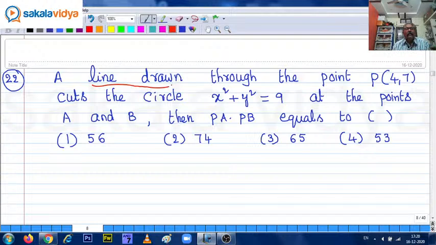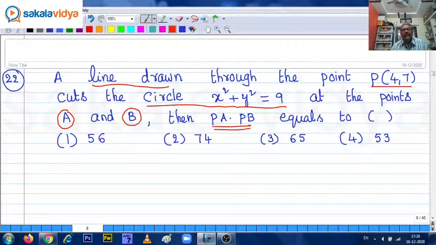See, a line drawn through the point P of 4 comma 7 to the circle x square plus y square is equal to 9 at the points A and B. Then we are asked to find out PA into PB. What is the value of PA into PB? See, this is the circle, the equation of the circle. So a line drawn through P 4 comma 7 cuts at 2 points A and B.